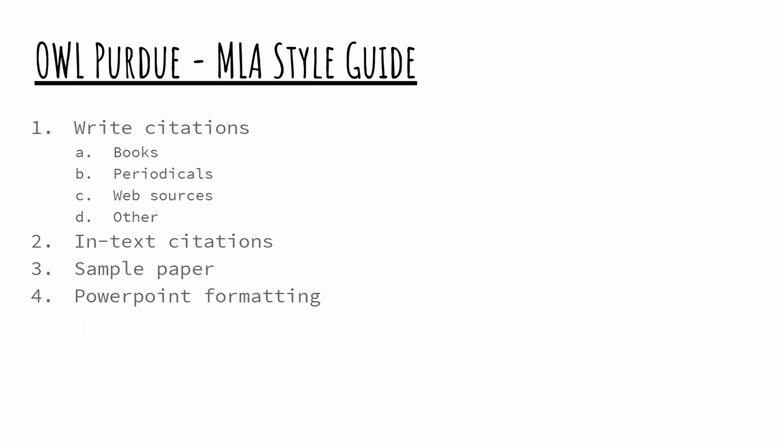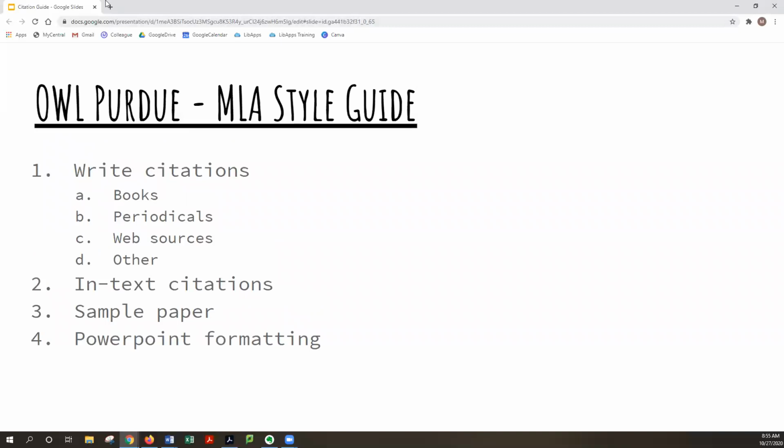And then they provide a sample paper as well as points on how to do your PowerPoint formatting or how to do a poster formatting. Anything you might actually end up using in your class when you're needing to cite anything will typically be found on OWL Purdue. So let me go ahead and take you to that website.